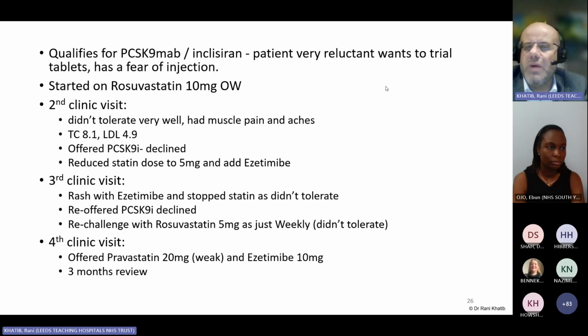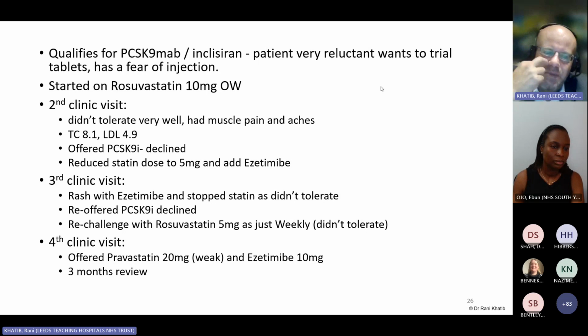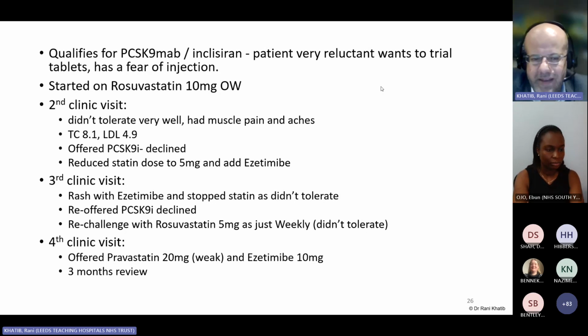His LDL is so high and his risk is so high, we were trying our best. So we've given him 5 milligrams of rosuvastatin with ezetimibe, just to see how he gets on with it. He had a rash with ezetimibe. So we stopped that. We re-offered him an injectable. He declined again. So I said, okay, well, clearly rosuvastatin didn't work for him. So there was no point in just retrying that.